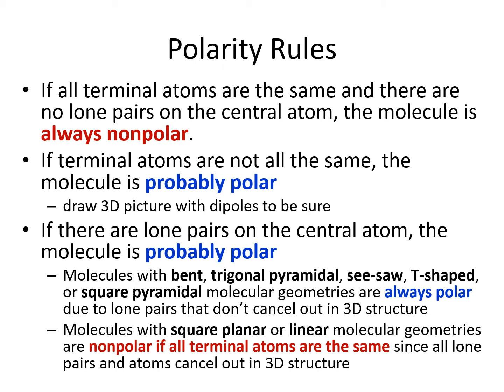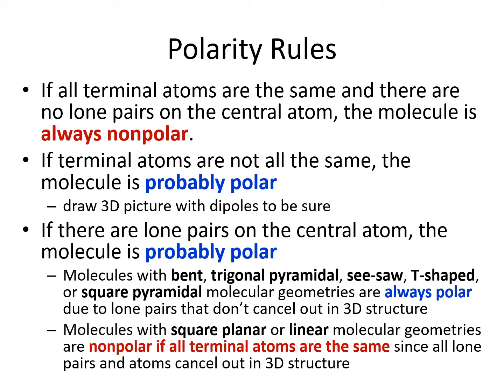Remember, lone pairs take up space and affect the geometries of molecules. They have their own polarity that would be different compared to the polarities of the bonds. If there are no lone pairs, there is nothing that will have a different polarity compared to the bonds, and the molecule can be nonpolar.